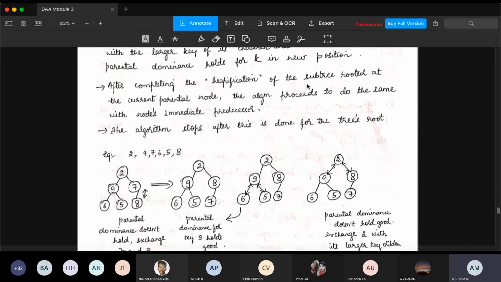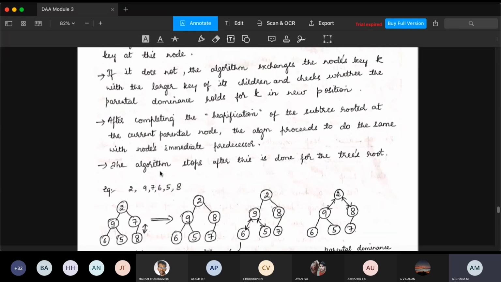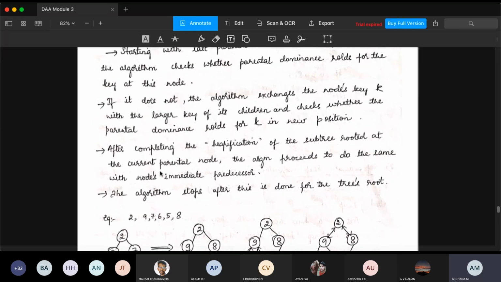After the heapification of the subtree rooted at the current position node, the algorithm proceeds and does it for everything. Now look here. What is this heapification? Taking a parent, checking it with the child, comparing. If the parent is lesser, swap it.